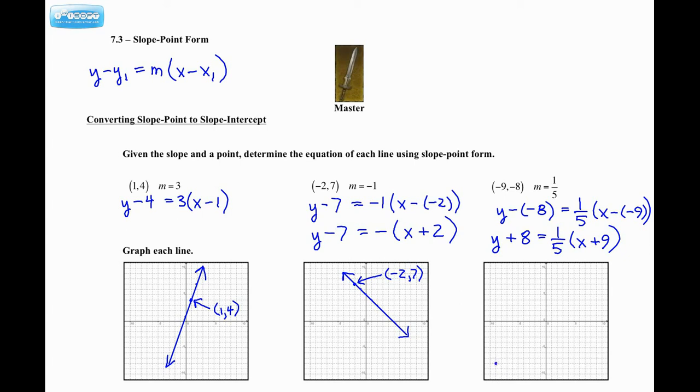That's our point. And our slope is 1/5, so I go up 1 and right 5. Up 1, right 5, up 1, right 5, and that's enough to draw the line in. So it goes like that. So let's put the arrows there. And I'm just going to make note, this is the point that we used. And this is -9, -8.